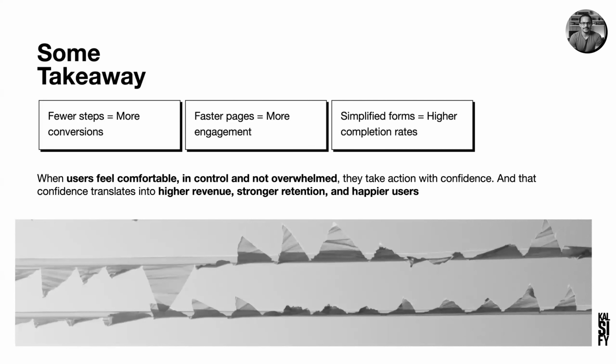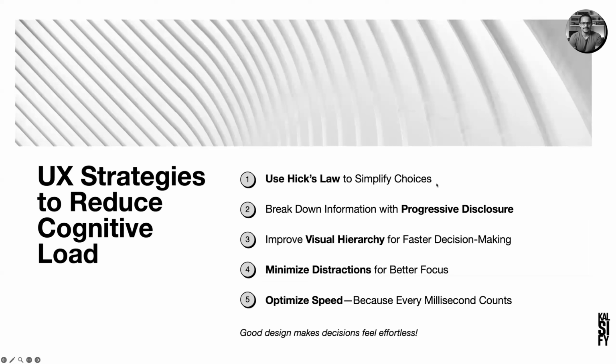So the next time you're designing a product, ask yourself, am I making this easy or making my users work too hard? Here are some actionable UX tips on how to reduce cognitive load today. Now that we've seen how major companies solve cognitive overload, how can you apply these principles to your designs?